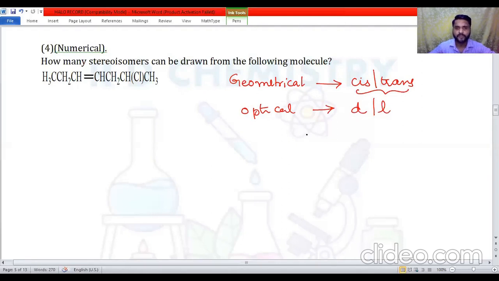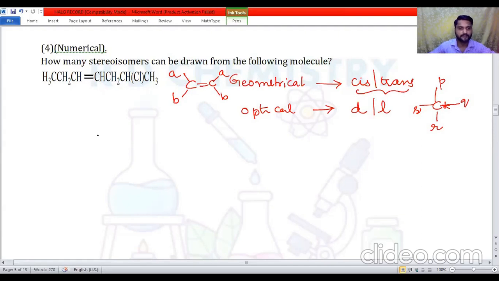Now, what is the condition for geometrical isomerism? There must be a carbon-carbon double bond. Each double bonded carbon atom should be attached to two different groups, and groups can be repeated on the neighboring carbon atom. For optical isomerism, there should be a chiral carbon atom. What is a chiral carbon atom? It should be attached to four different groups, maybe P, Q, R, S. Groups should not repeat. Now here we have a carbon-carbon double bond.